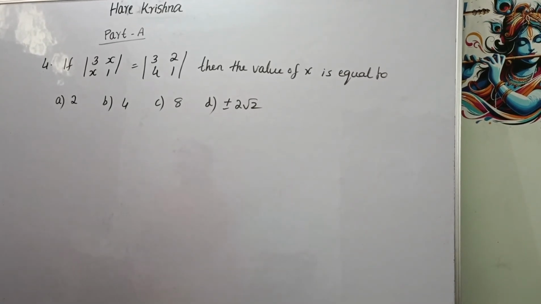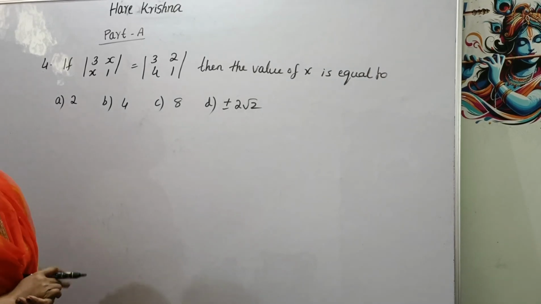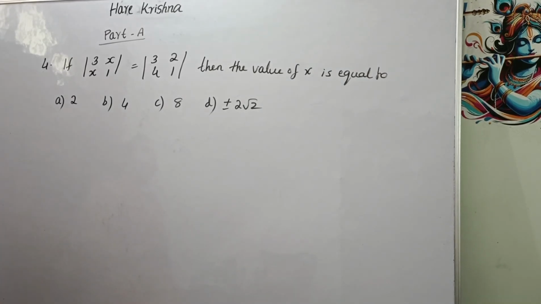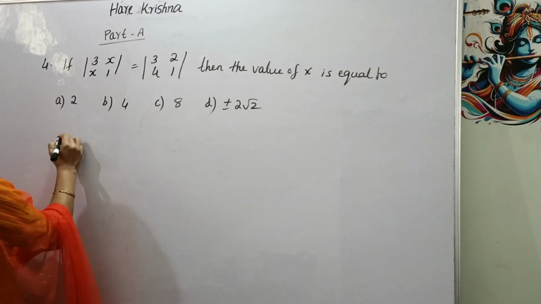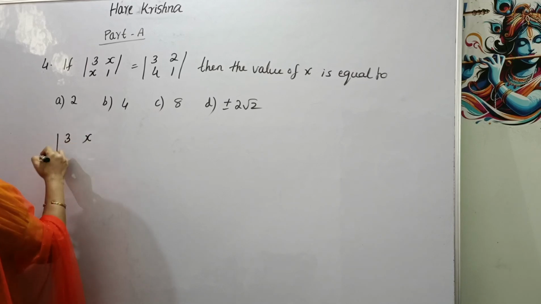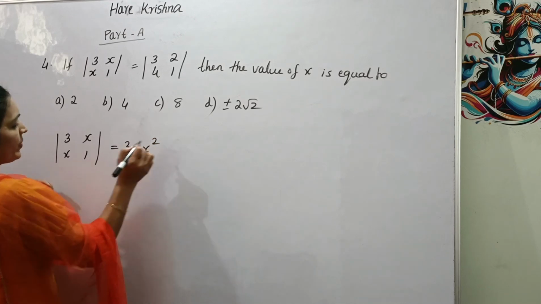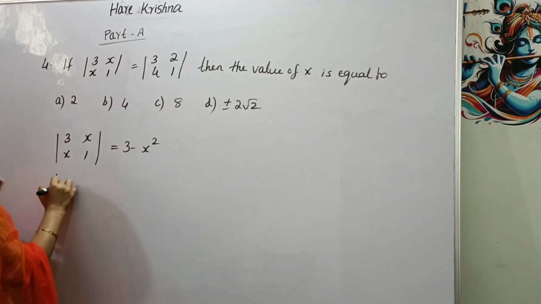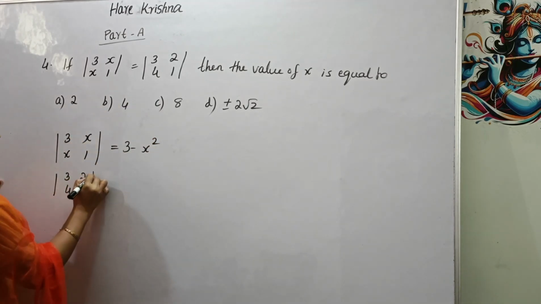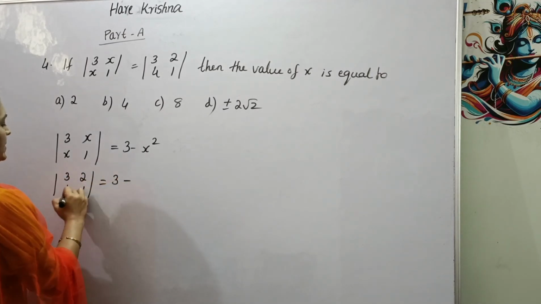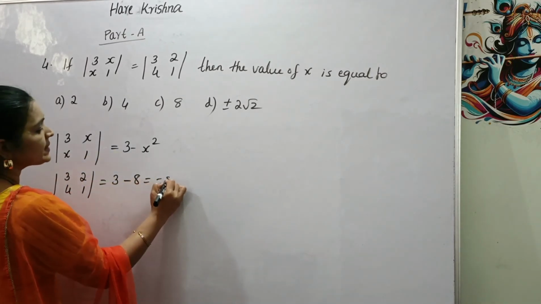Next question. If determinant |3 x; x 1| is equal to determinant |3 2; 4 1|, then the value of x is equal to 2, 4, 8, plus or minus 2 root 2. Very simple, right? So just expand the determinant. So LHS, determinant |3 x; x 1| is equal to 3 minus x square. And RHS, determinant |3 2; 4 1| is equal to 3 minus 8, that is minus 5.